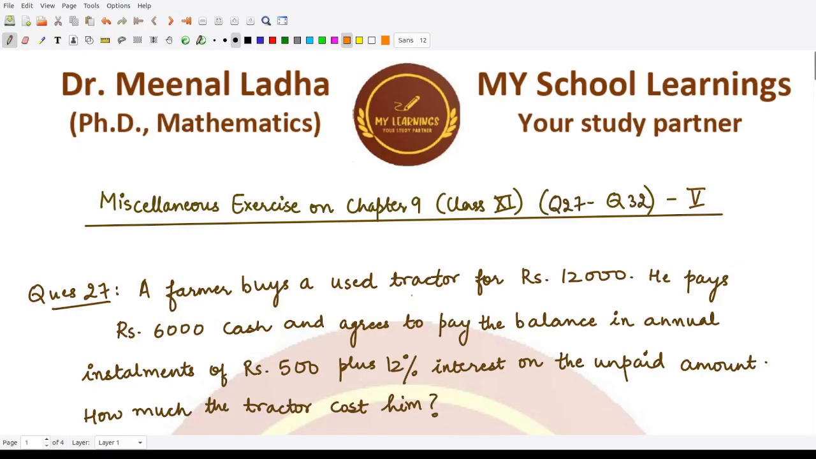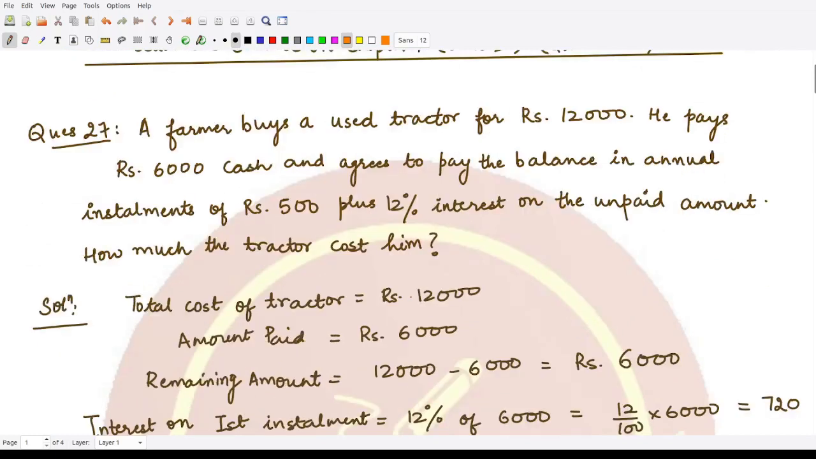Here this question says, now listen to this question carefully. It says that a farmer buys a used tractor for rupees 12,000, right? This is the initial cost, the total cost paid by the farmer for the tractor. What does he do? He pays rupees 6,000 cash. So initially he pays rupees 6,000 for that tractor, right? He gives rupees 6,000 and brings the tractor to his farm.